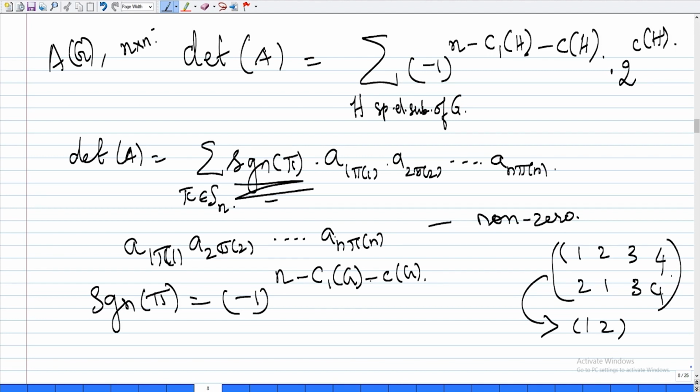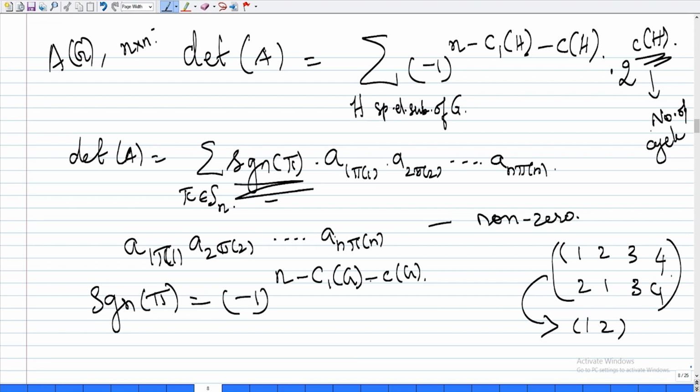And what about this 2 power c? Why do we need this term? I will justify why such a term is going to exist. First of all, in 2 power c, c is nothing but the number of cycles in my component. Any cycle I can account for in 2 directions. In my permutations I may have a cycle 1, 2, 3, 4 or 1, 4, 3, 2, both of which represent the same cycle, so I have 2 ways of counting the same cycle. Therefore, we will have this 2 power c.